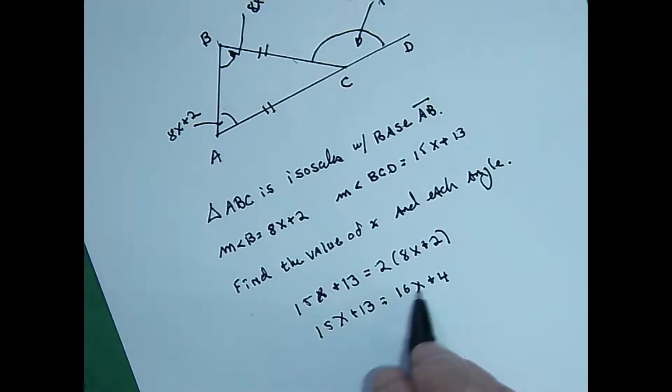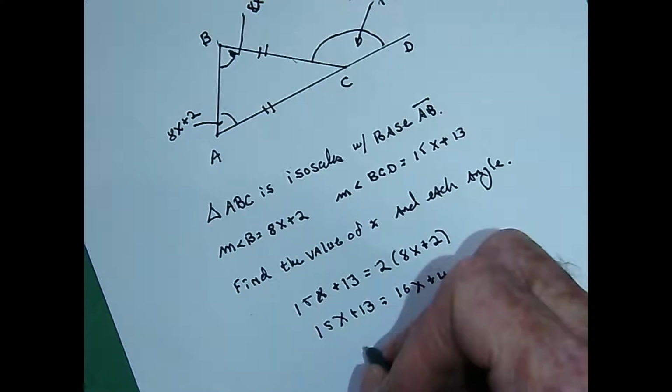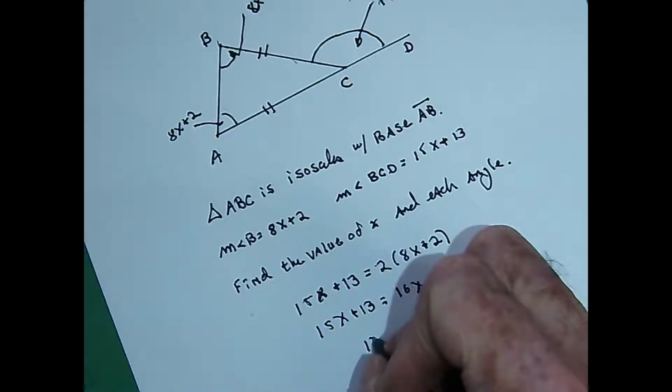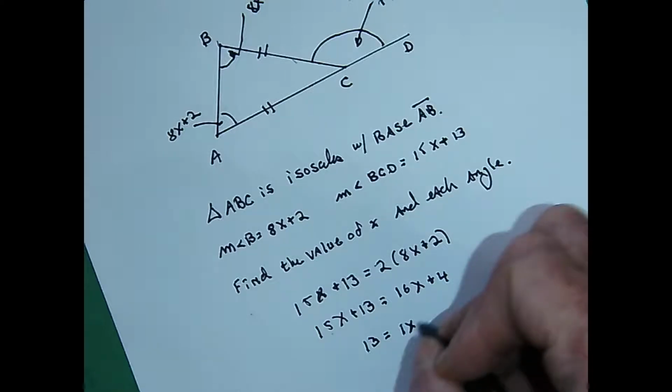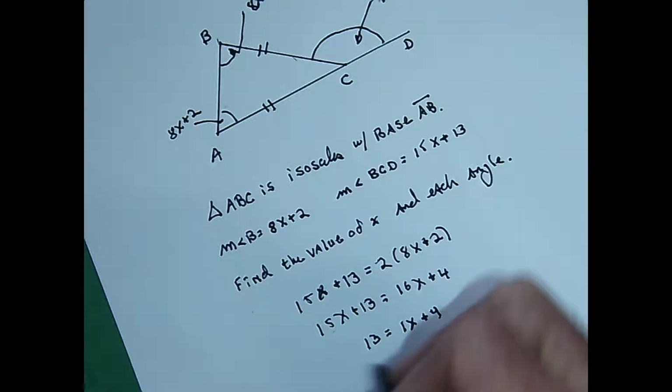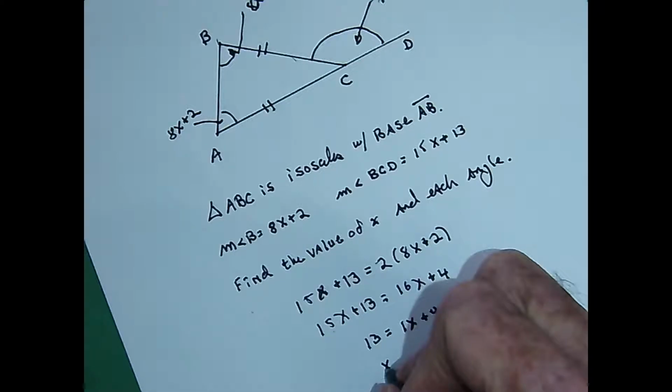Subtract 15x from both sides as we gather like terms. That would just leave 13 on the left. When I subtracted 15x from both sides, I'm left with 1x plus 4. Subtract 4 from both sides, and I'm convinced that x is equal to 9.